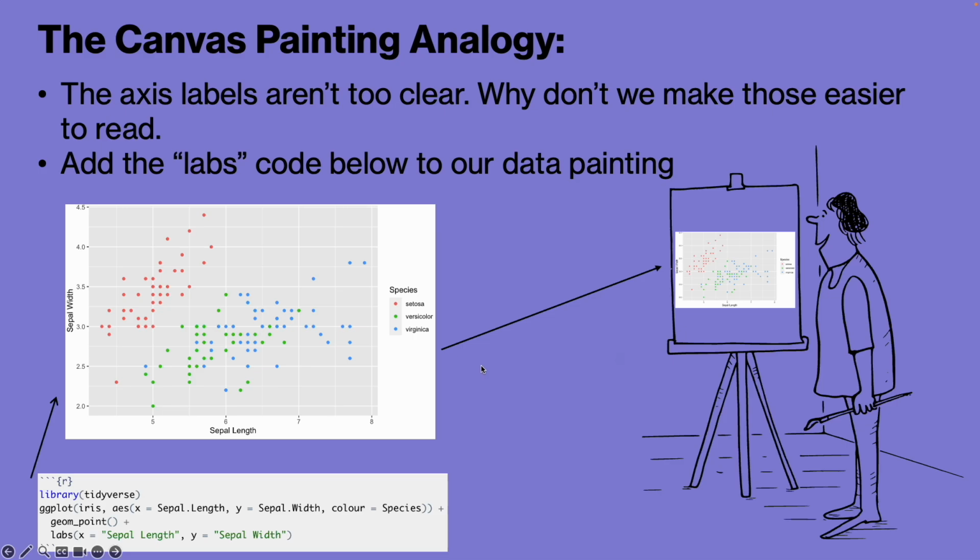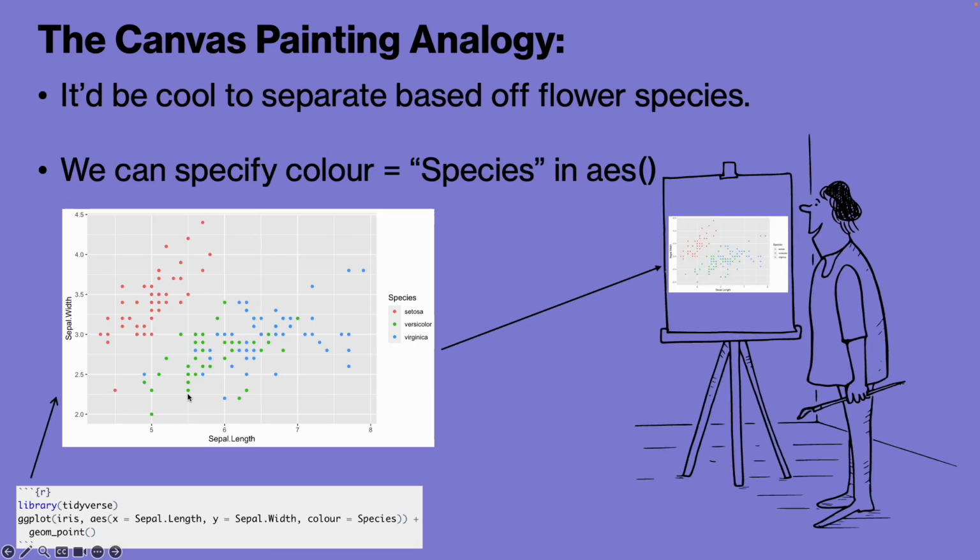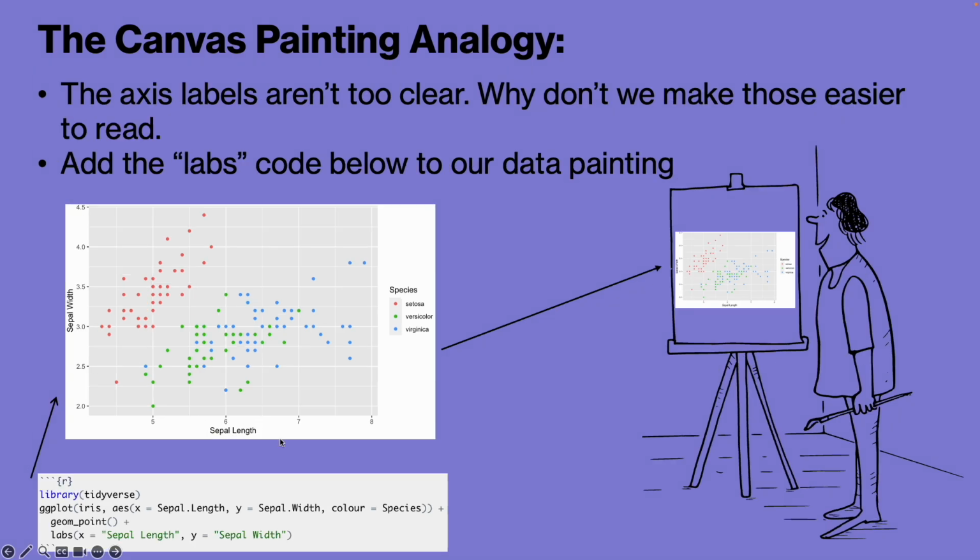If we look at the previous slide, let's go back really quick, these axis labels are pretty clear, but it's a bit annoying that there's a dot there. So why don't we change that? Again, we just add another layer. We go plus labs, and now we can specify our x label, sepal length, and our y label, sepal width. So you can see we keep adding new layers.